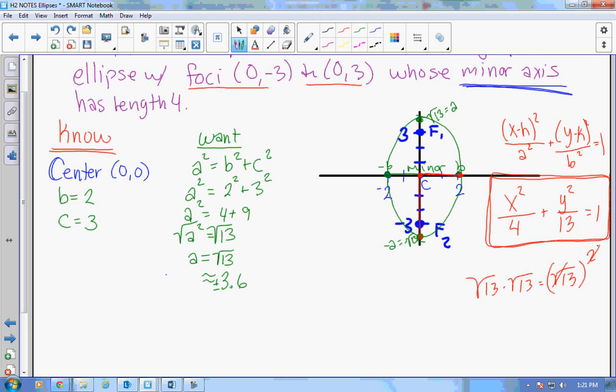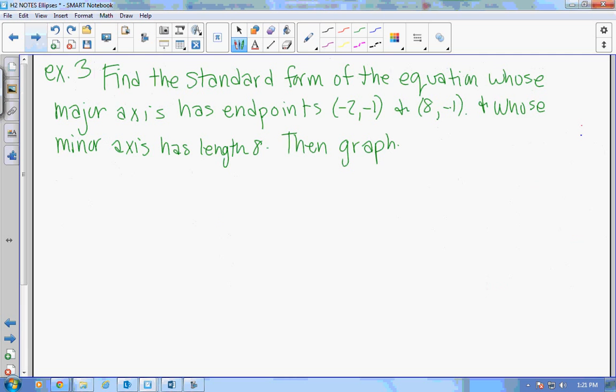Let's see. I guess we have one more on this, and then we'll move on to hyperbolas. Yay. Any questions on this problem before we continue on? Okay. Example 3, if you'd write that down, please.